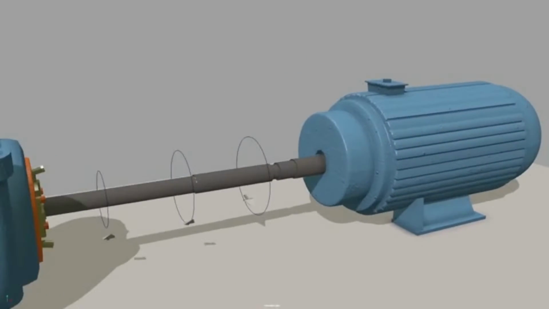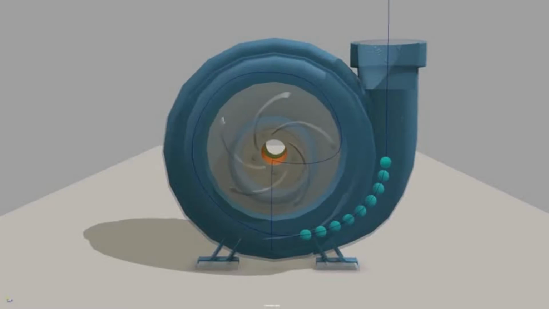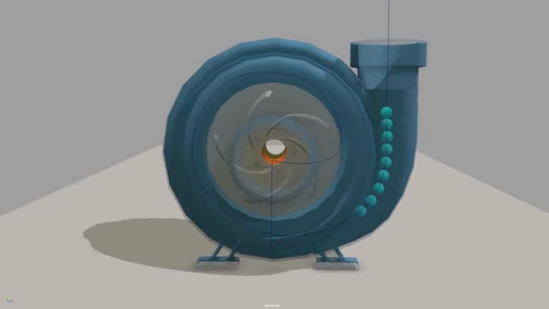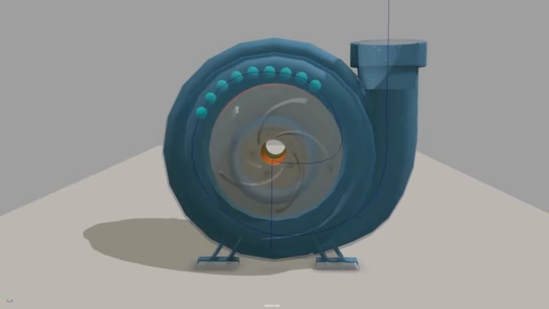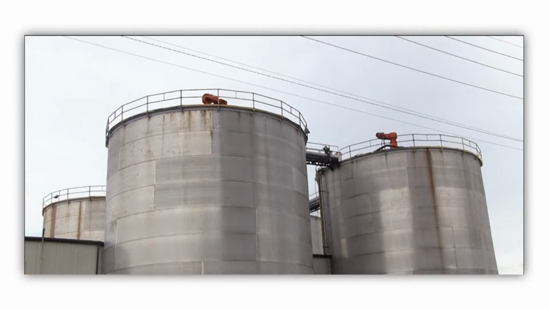The impeller is mounted on a shaft that is rotated by an electric motor. The impeller sucks liquid into the volute casing, which surrounds the impeller. The volute directs the liquid to the discharge, or outlet port, of the pump. The liquid is then sent to a tank for storage and further processing.